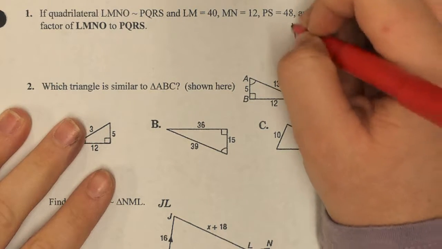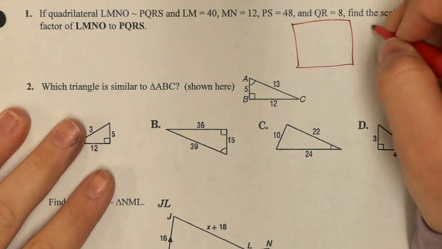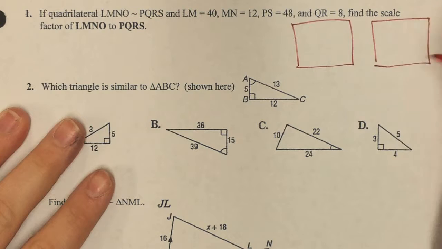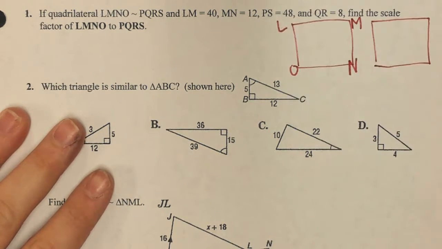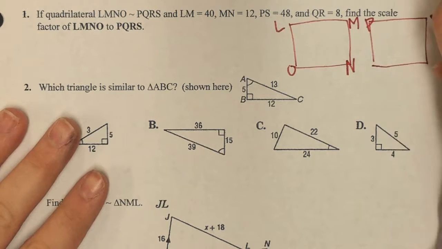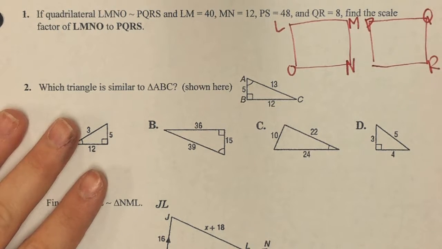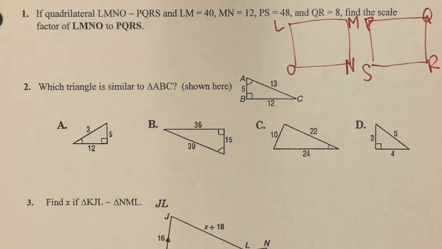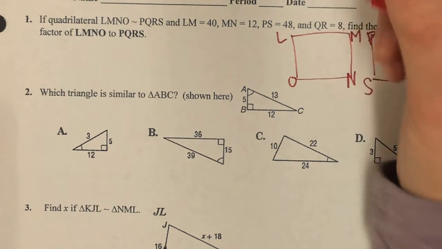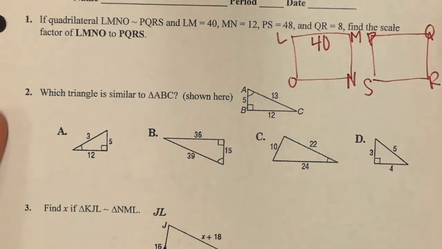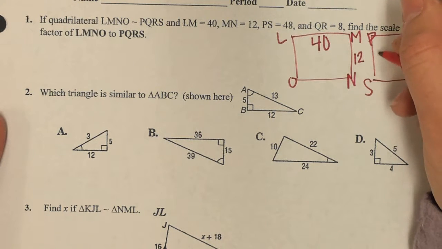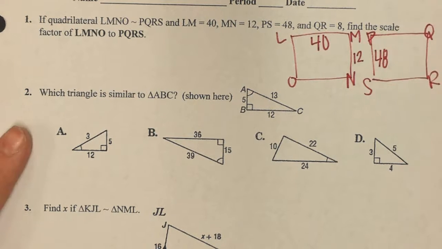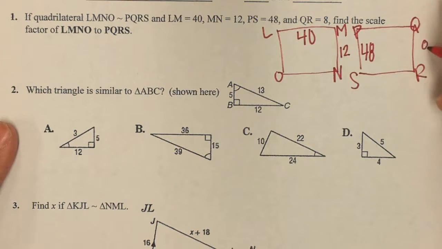Draw 2 quadrilaterals and label them. So I would label this one LMNO and this one PQRS. So when I'm labeling it based off what information they gave me, LM is 40, MN is 12, PS is 48, and QR is 8.